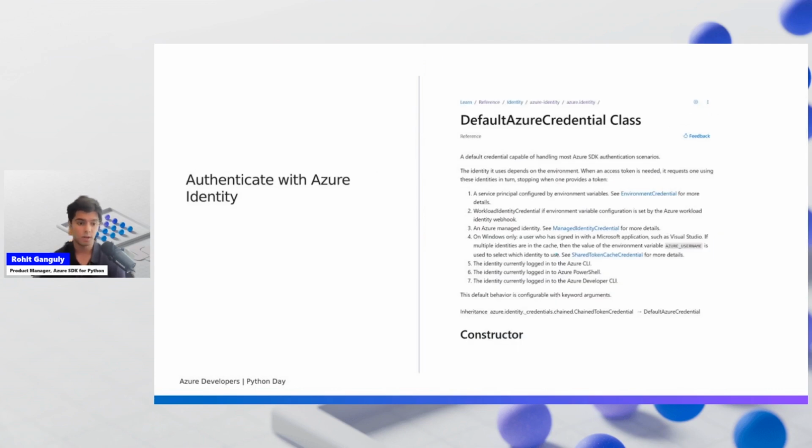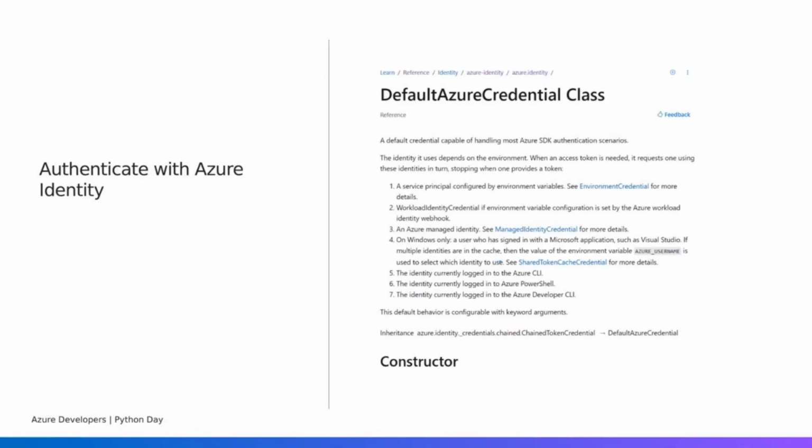Next, you will authenticate with Azure Identity. This class that I'm showing here is the default Azure credential. It's kind of the crown jewel of the Azure Identity Library, where essentially it will try various different credentials. As you can see, it starts with, might be a little bit hard to see, environment credential, then workload identity credential, Azure Managed Identity credential, and then so on.